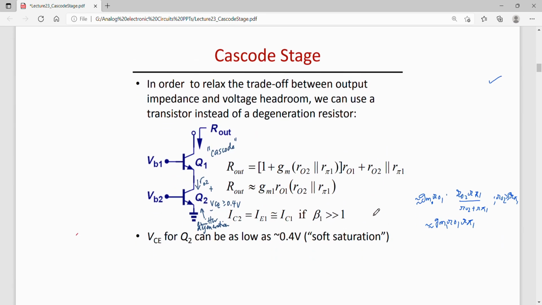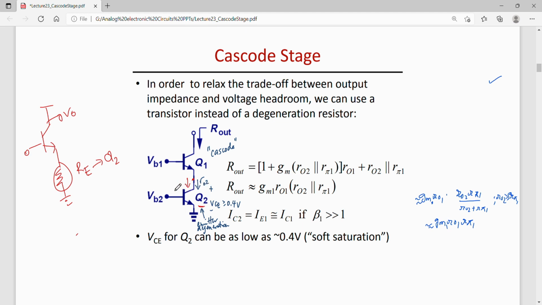Now, instead of using an emitter resistor, as in the previous slide where we had a common emitter transistor configuration with an emitter resistor, this transistor Q2 can be used. That is, this RE can be implemented by using this transistor Q2. So this RE will be replaced by the impedance looking into the collector of this BJT.